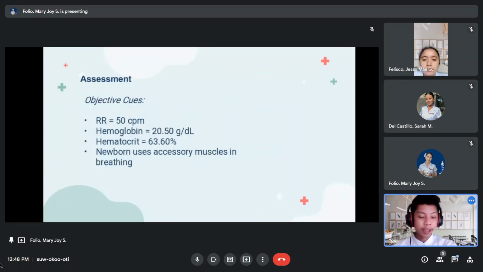Next, we have another assessment for the objective cues. We have the respiratory rate for the baby, 50 cycles per minute. We have the hemoglobin count, 20.5 grams per deciliter. Okay, so we also have the hematocrit level, 63.6 percent, and the newborn uses accessory muscles in breathing. Okay, so next slide, please.